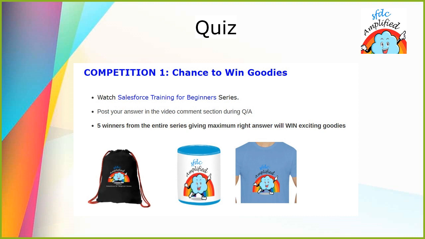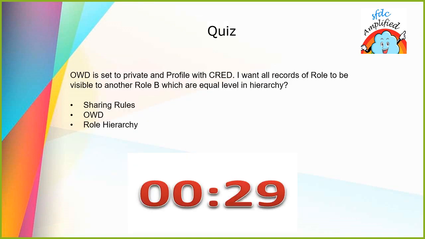Now let's have one quiz on sharing rules, and we will understand it more. Are you guys ready? OWD is set to private and profile with CRED. I want all records of role A to be visible to another role B, which is at an equal level in the hierarchy.